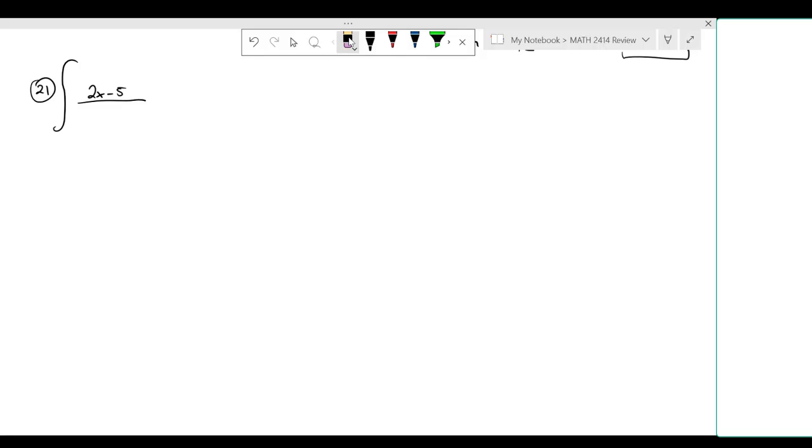Now let's do x plus 5. That looks simpler. So can we use partial fraction decomposition here? We could, yeah, we could try, right? We would try to factor the denominator. Does anybody see an issue here with factoring the denominator?